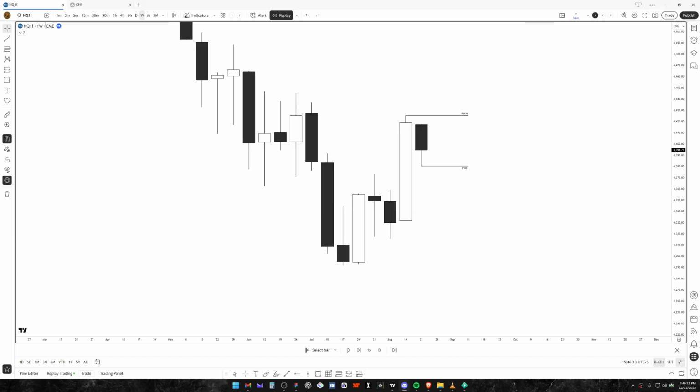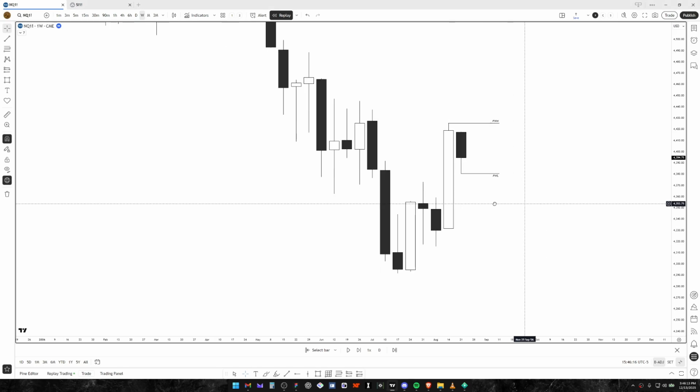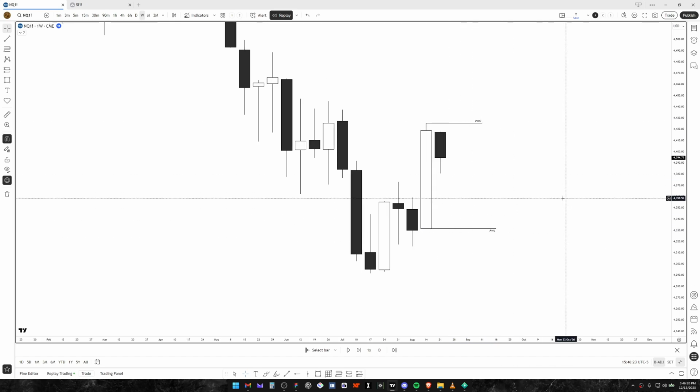May I ask a question? Why is it not based on the last candle? Oh, my bad. You're right. I was looking away from my chart. Okay, previous weekly low, previous weekly high over here.